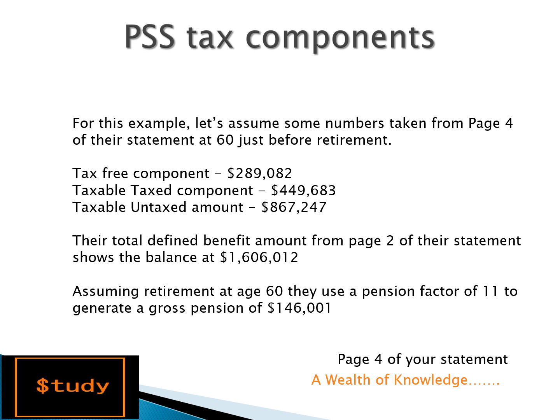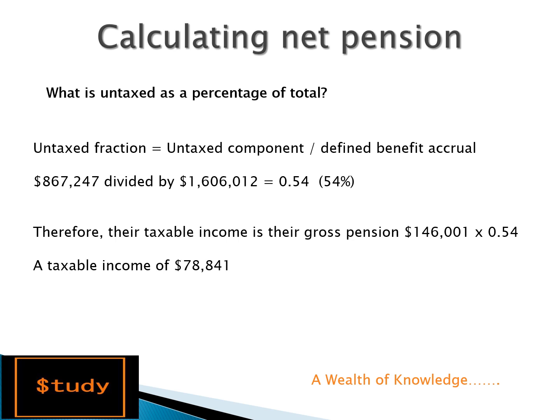They use the pension factor of 11 because they are 60, and this generates a gross pension of $146,001. Not a bad little problem to have. So they've got a gross pension of $146,000 a year. How do we then calculate the tax on this larger size pension? Well, first of all, as in the previous 2 examples, we need to find the untaxed component as a percentage of the overall balance of that defined benefit accrual component.